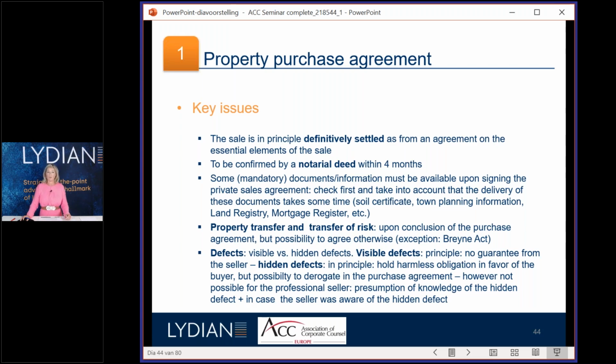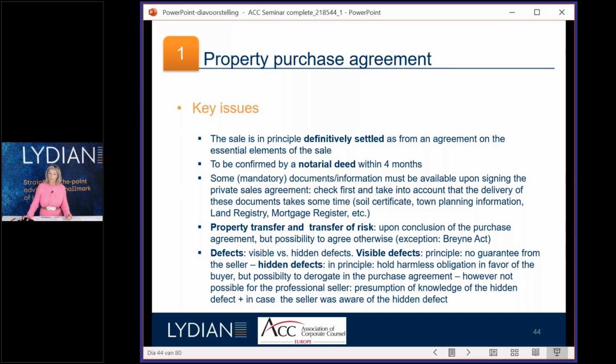Defects is a very important topic when drafting a property purchase agreement. In general, we make a distinction between visible and hidden defects. For visible defects, it's quite simple. In principle, there is no guarantee to be provided by the seller, which is normal. The buyer has a chance to inspect the property and to detect any defects in the property itself.